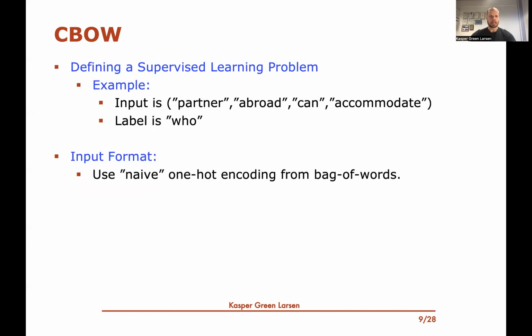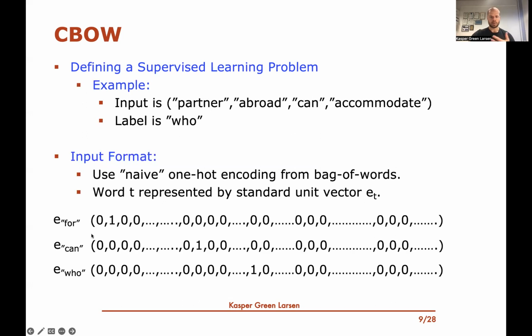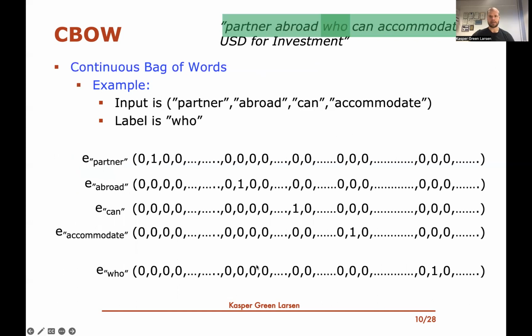The way we're going to represent the input to this learning problem is just the naive one-hot encoding, the one that we use in bag of words. That means every single word in the dictionary is represented by its own standard unit vector, a single one in some coordinate and zeros everywhere else. For instance, there's a coordinate designated to the word for, everything else is zeros. The word can, this is the coordinate for can, this is the coordinate for who, and so forth.